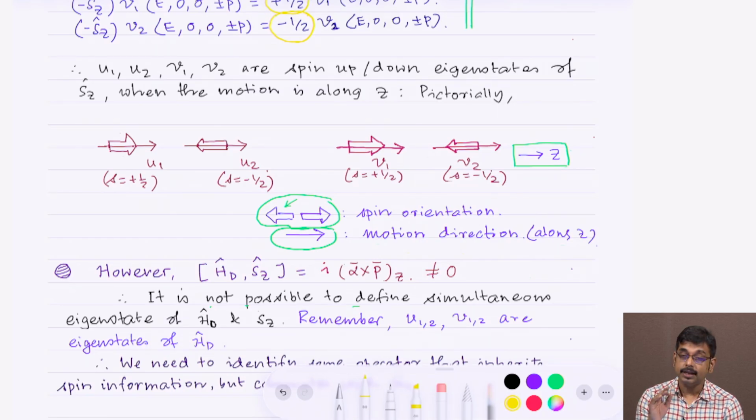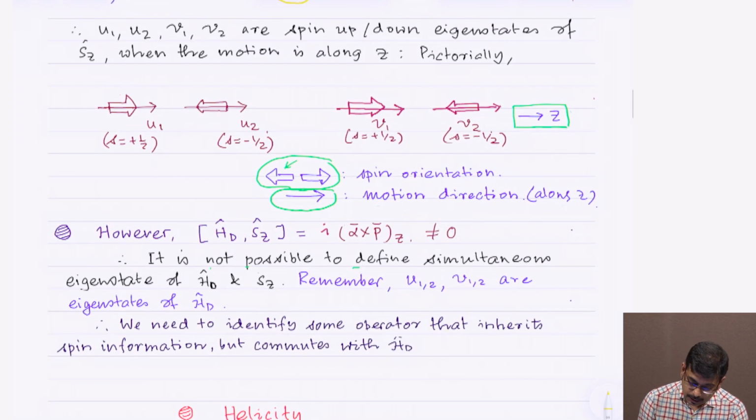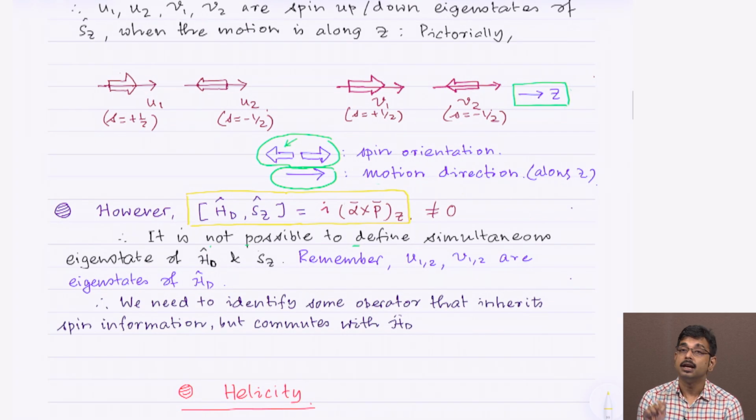However, in general if you calculate the commutation relation between the Dirac Hamiltonian and Sz, you can clearly see that this does not commute. This gives you i alpha cross Pz. We have done this exercise, so you can do this very well at home. Please check this once more. But what does it say? It basically says that it is not possible to define simultaneous eigenstates of the Dirac Hamiltonian and Sz.